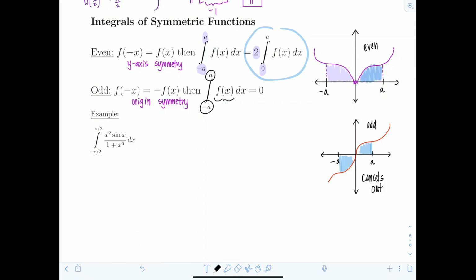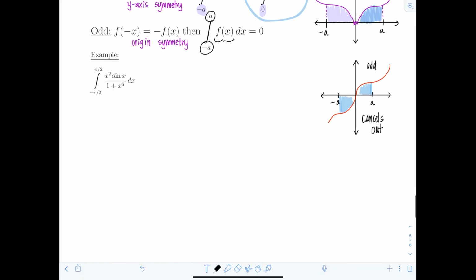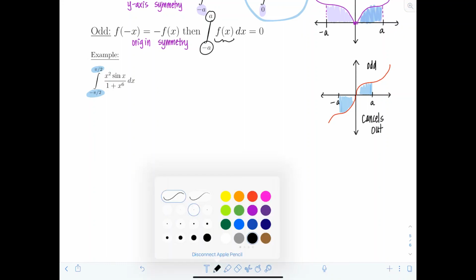So let's look at this next example here. We have the integral from negative pi over 2 to pi over 2. So that's your clue. Ooh, maybe I need to start thinking about symmetry, okay, and not actually try to integrate this thing. Of x squared times sine x over 1 plus x to the 6th dx. And let me tell you, even though we can use sub, it's going to be way too crazy. So let's think, maybe this is even or odd or something like that.